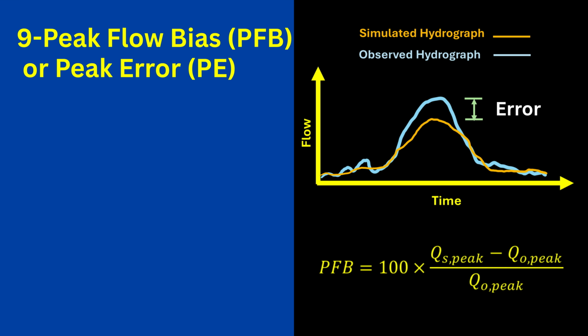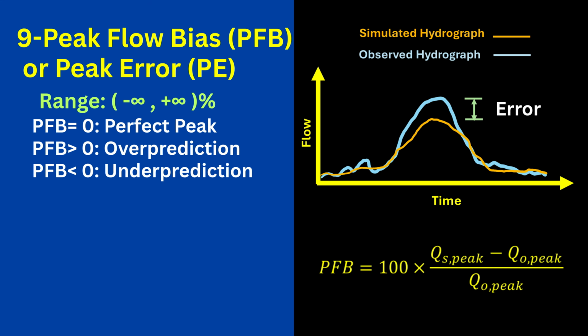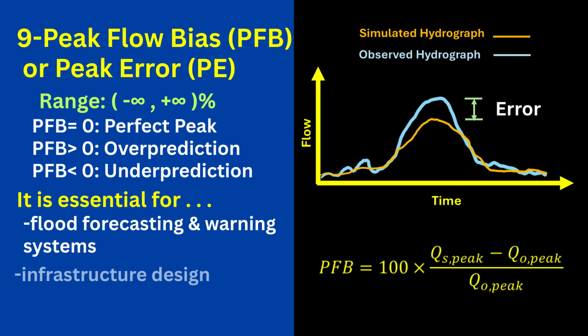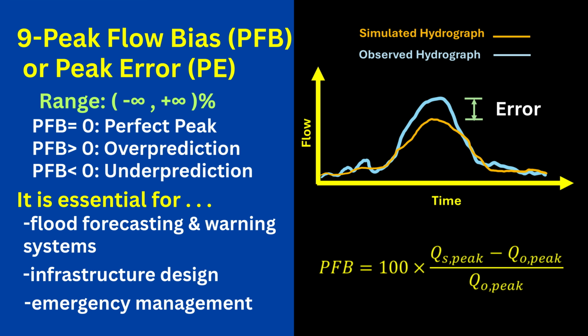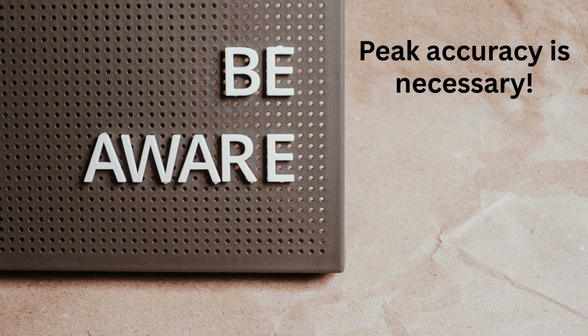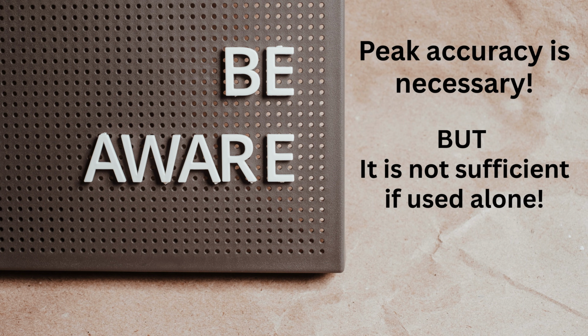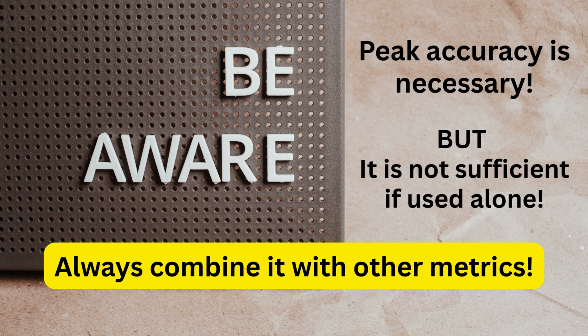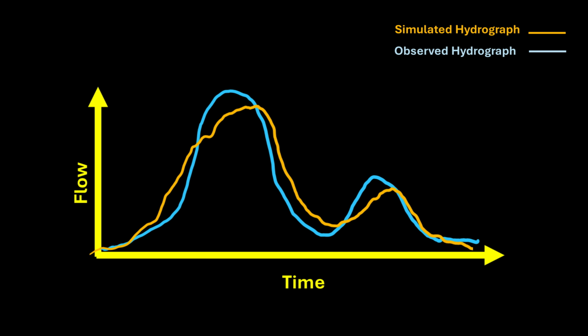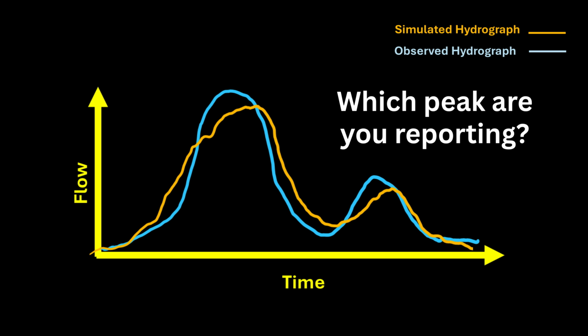Next is peak flow bias, also known as peak error. It focuses on model performance in peak estimation. It is essential for flood forecasting and warning systems, infrastructure design, and emergency management. Although peak accuracy is necessary, it is not sufficient if used alone, so always combine with other metrics. Note that PFB is sensitive to definition when having multiple peaks.